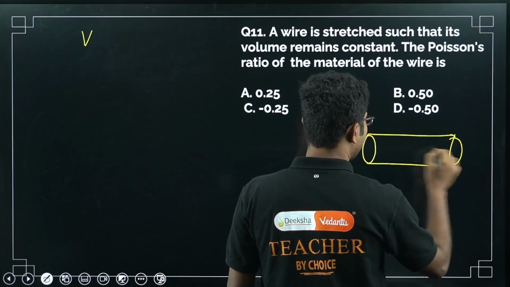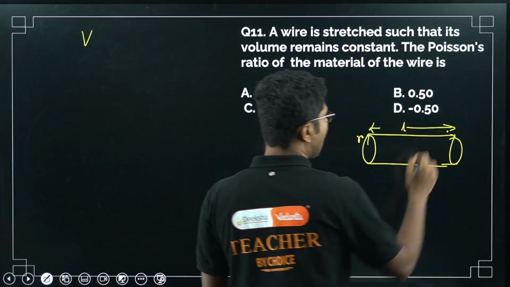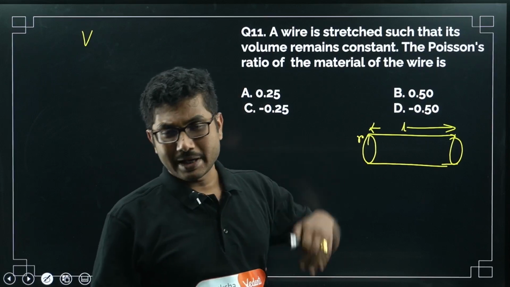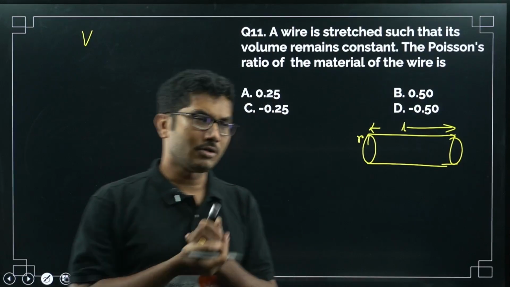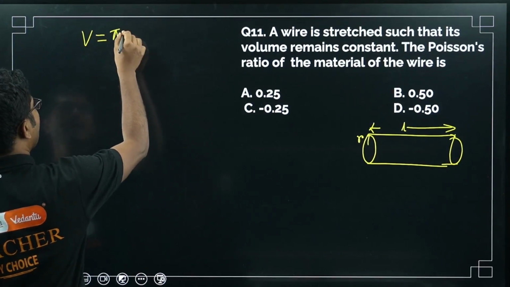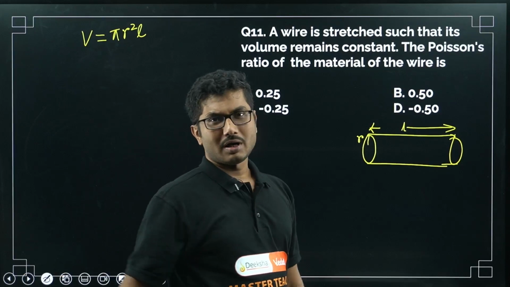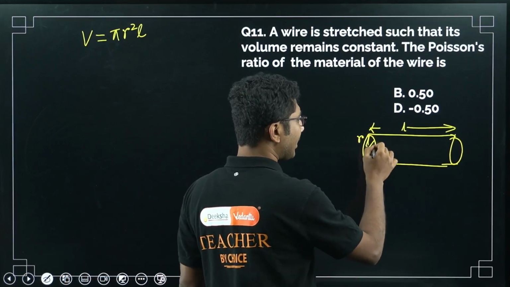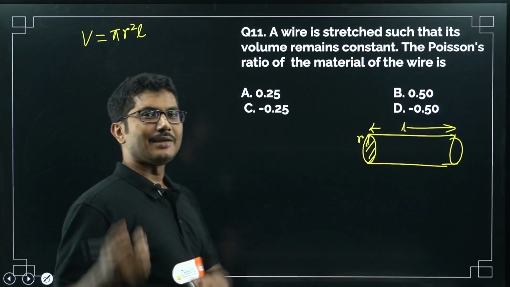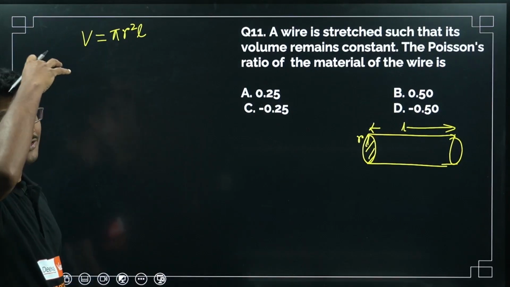There will be a radius of the wire and a length of the wire. Now if you apply some external force on it, it will expand or contract, but its total volume will remain constant. So what is the formula for volume? The formula for a cylinder is pi r square L, the area of the base times the length. That is the basic definition of volume.